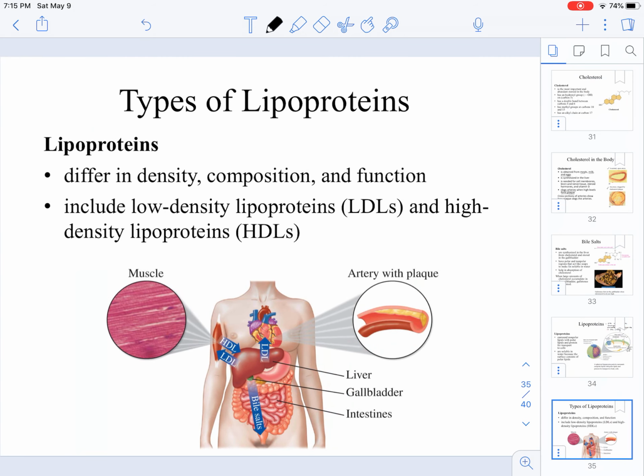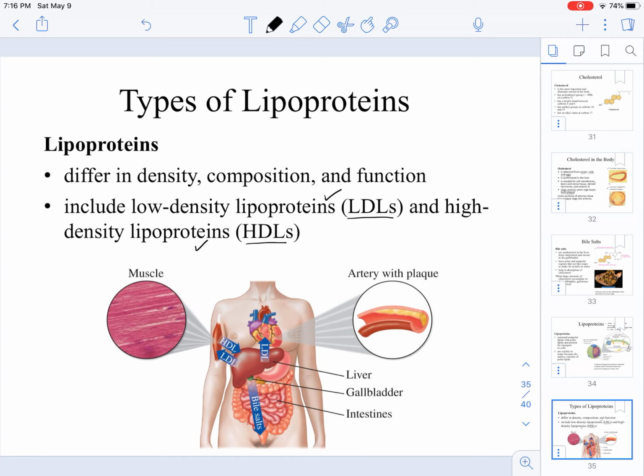So, there are different types of lipoproteins, but in this class, we're only going to be focusing on two types of lipoproteins. The first one is going to be the low density lipoproteins, and then the next one is going to be the high density lipoproteins. As you can see, low density lipoproteins are known as LDLs, while high density lipoproteins are known as HDLs, okay?